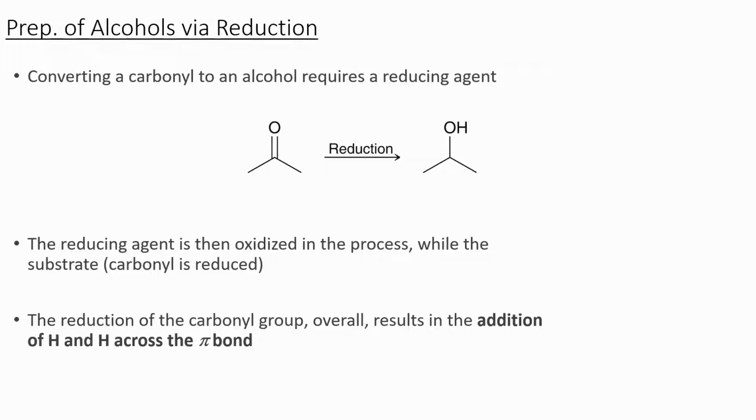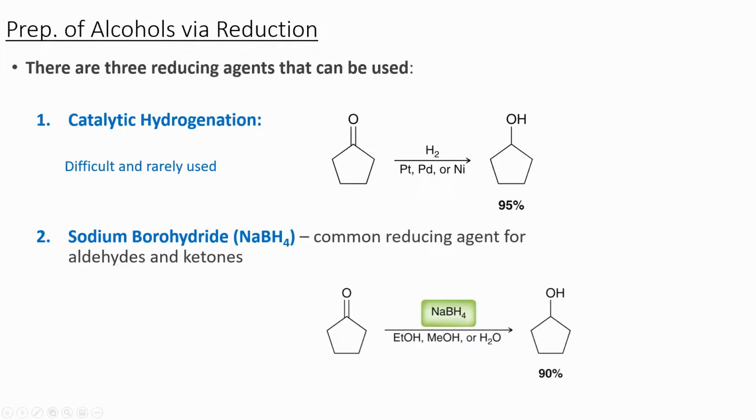And we're going to be breaking 1 bond. We're going to be breaking a carbon-oxygen pi bond. We're going to be forming 2 new bonds, 2 bonds with hydrogen, one of which is an oxygen-hydrogen bond and one of which is a carbon-hydrogen bond. So we're going to look at 3 different reducing agents that can be used to convert a carbonyl compound into an alcohol.